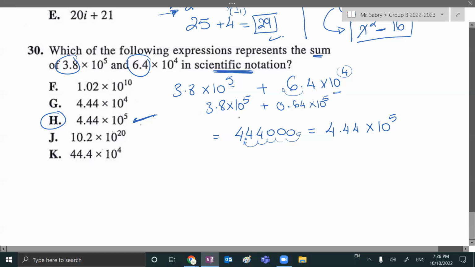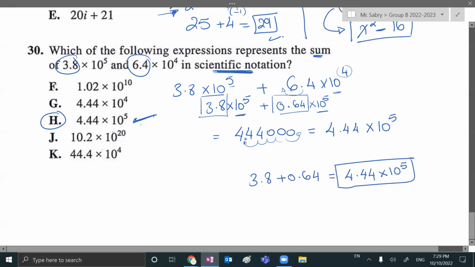Now, how do I add these two? I just need to add the 3.8 with the 0.64. If you do this on a calculator, 3.8 plus 0.64 will get you 4.44. And then there's this times 10 to the power of 5 remaining. So here it is. Does this make sense, everyone? These are two different ways, and they're both okay, either with the calculator or without.